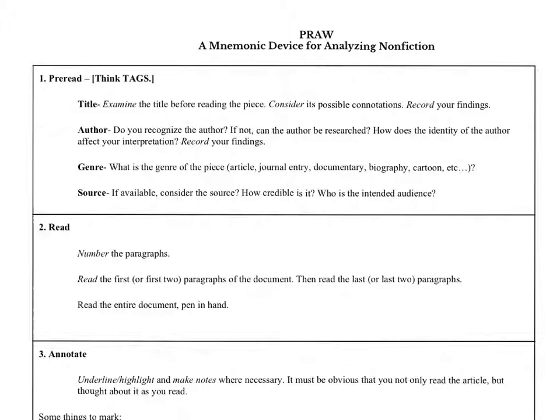I make them physically mark on the articles, and the first thing I have them identify is the title, and then consider its possible connotations and record their findings, so physically write down what they think the article will be about. I also have them identify the author and, where relevant, the genre and source.